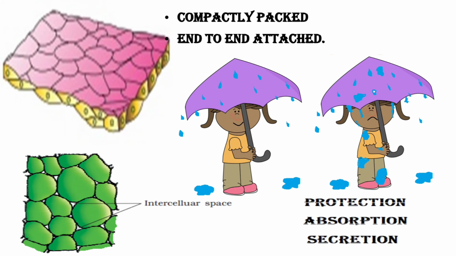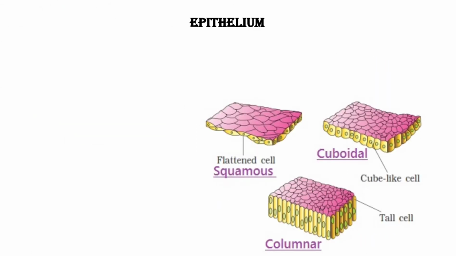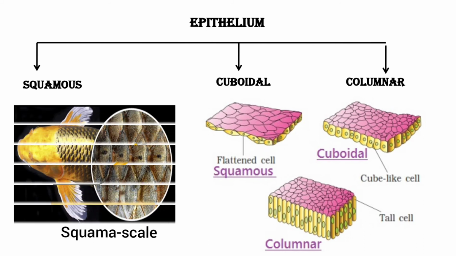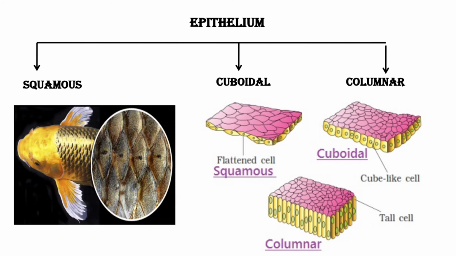But protection is not the only function. Epithelium helps in protection, absorption, secretion, sensation. So there must be some difference in structure of epithelium to perform different functions. Based on the shapes and the function, epithelium is of three types: squamous, cuboidal, and columnar. Here the word squamous is derived from the Latin word squama, which means scale. Not this scale, but this scale, which is present on the body of the fish. So does this picture resemble the real picture of the squamous epithelium?